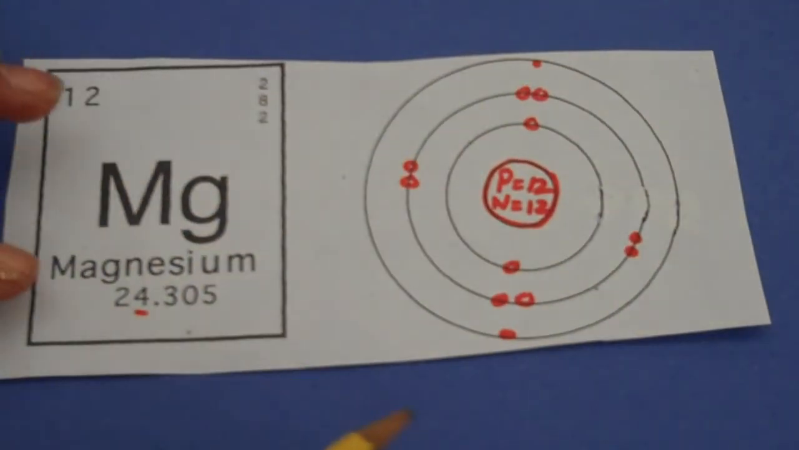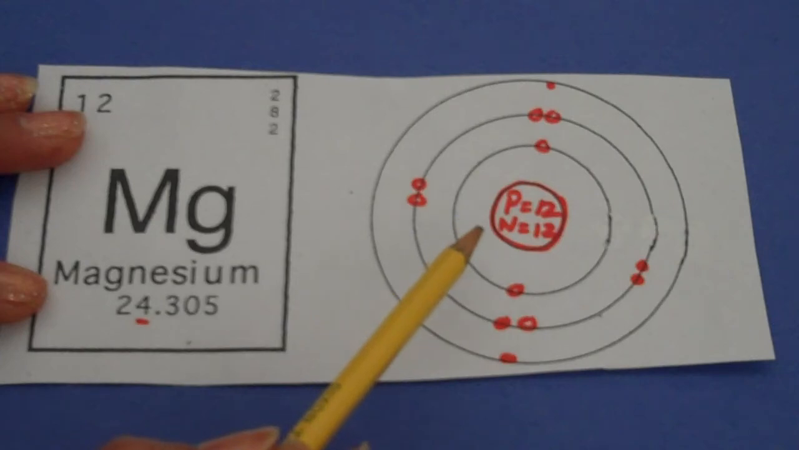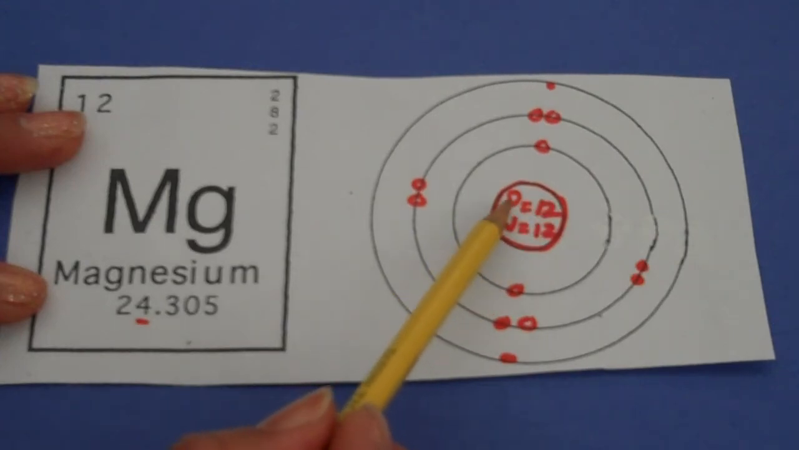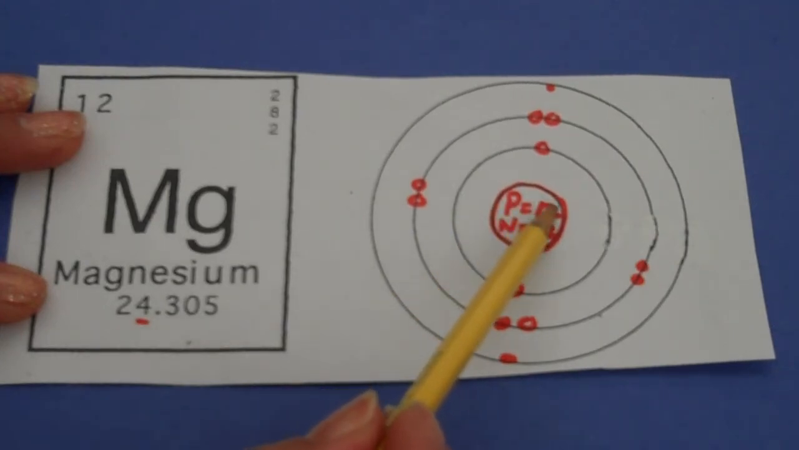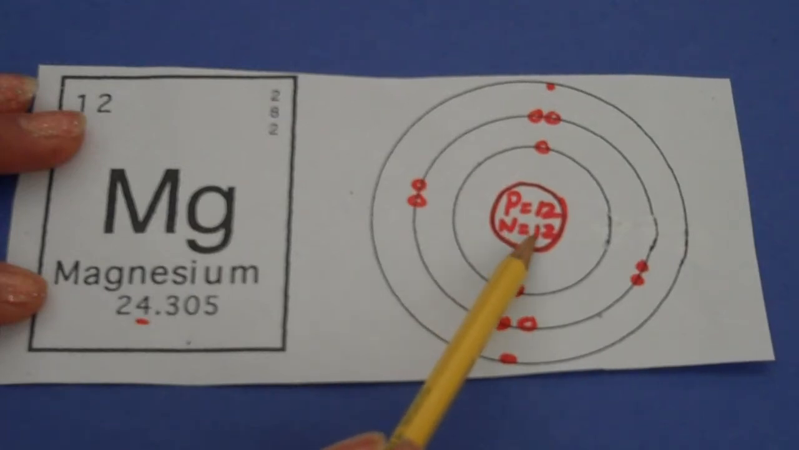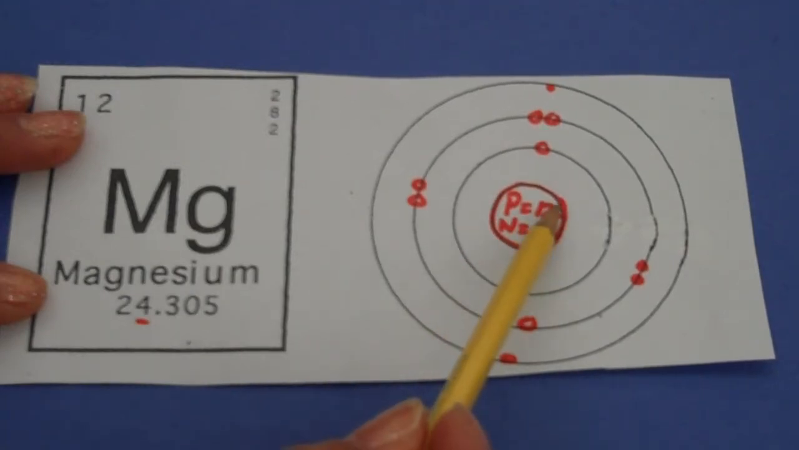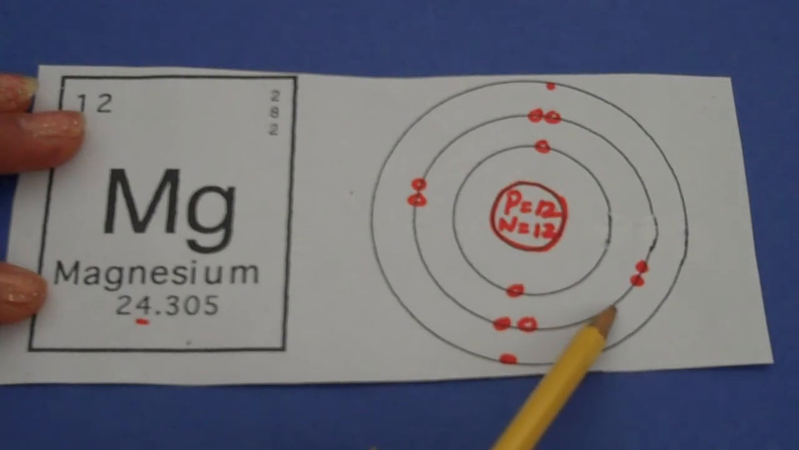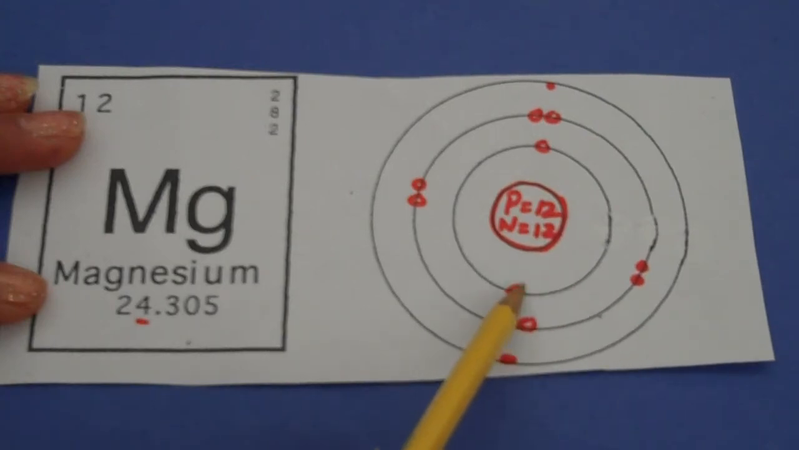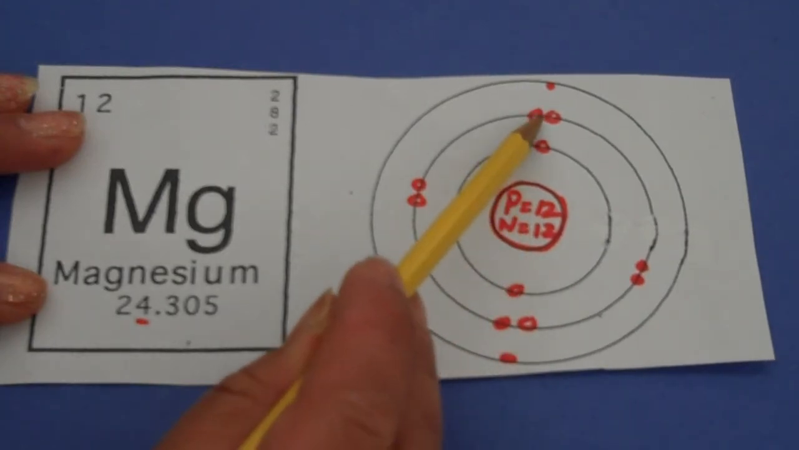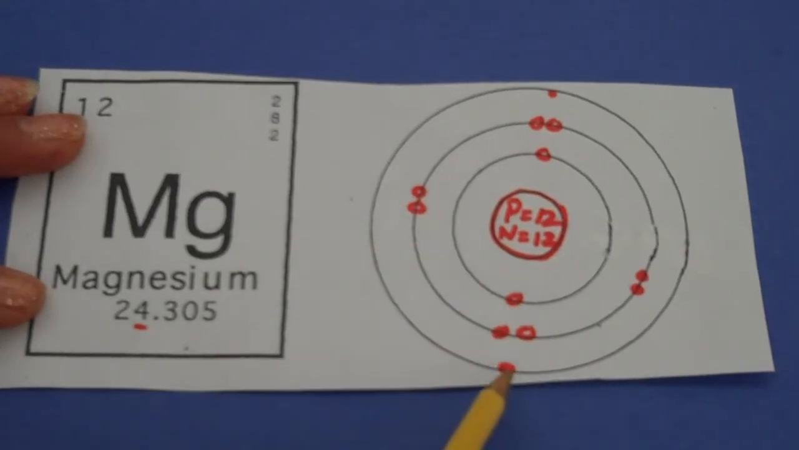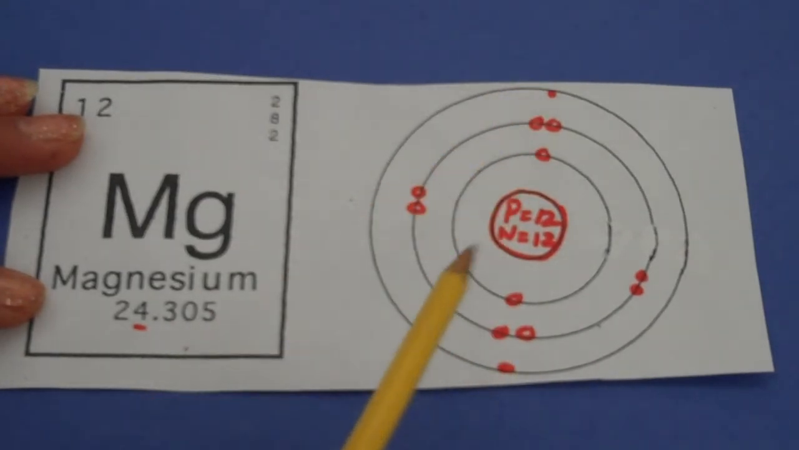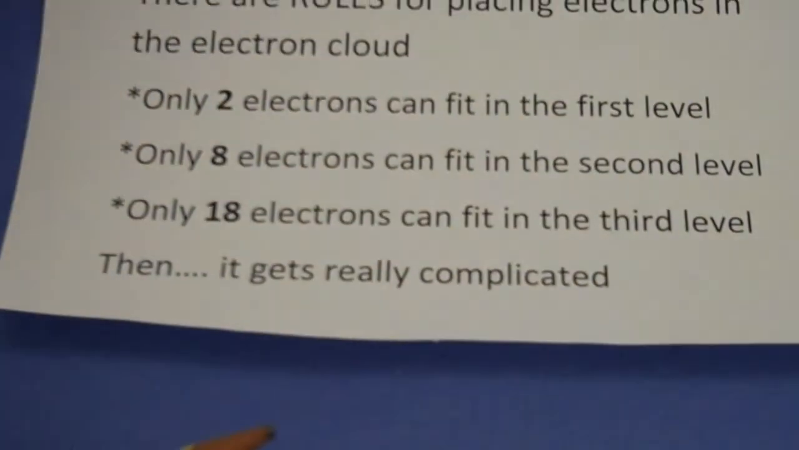I have a second one done for you here. In the second one, notice that I have still written out the number form for protons as 12, neutrons as 12, and I highlighted where the nucleus is. These are the different levels. Starting from the inside, I drew 2, then I did 8, and then I put 2. Either way is correct.